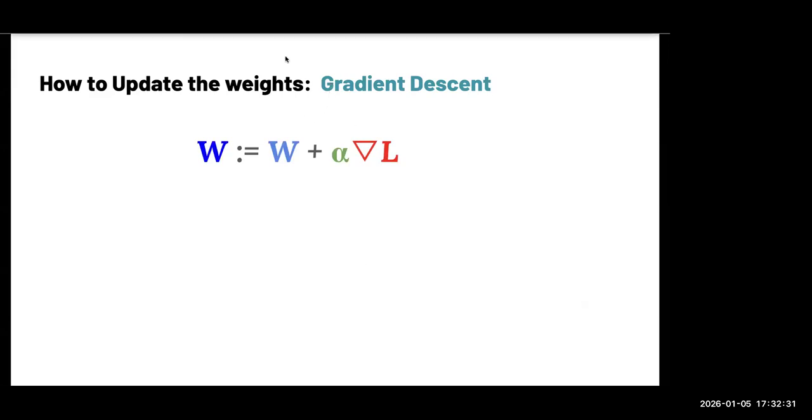Sorry, Golnaz, before you move on, there's a question in the chat. Can activation functions be changed dynamically based on patient characteristics?